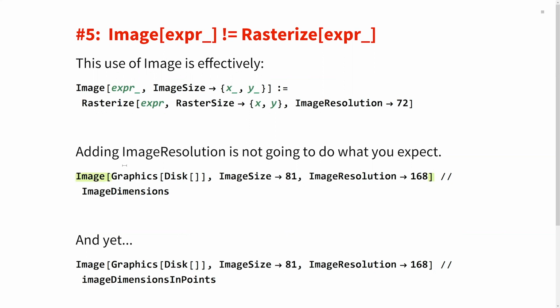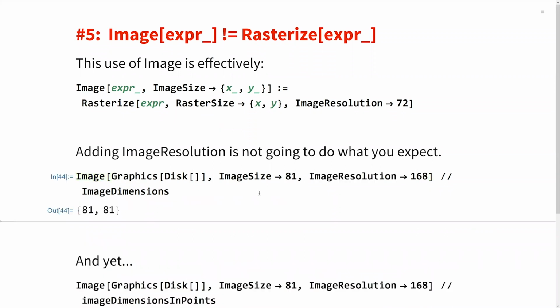One, I asked for this graphics primitive to be a disk that's 81 by 81 points, and I'm going to give it an image resolution. I want it to be 168, which is actually the density of this display. And if I ask for the image dimensions of it, well, it's my 81 pixels. That should be obvious looking above. The image resolution is 72, so there's a one-to-one correlation.